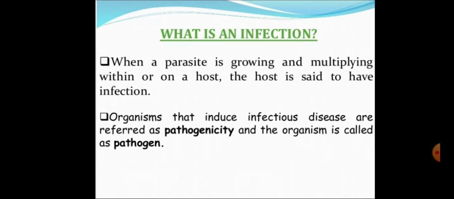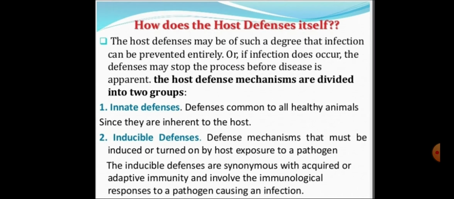In this slide, we define infection. When a parasite is growing and multiplying within or on a host, the host is said to have an infection. Clear? That is called infection. When a parasite grows and multiplies inside the body, it causes an infection. Organisms that induce infectious disease show pathogenicity and the organism is called a pathogen. Here we define both pathogenicity and pathogens.